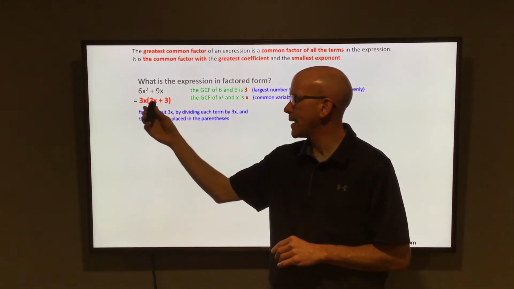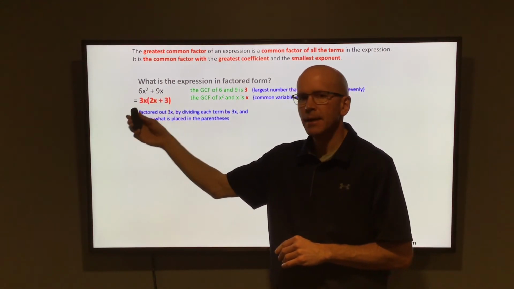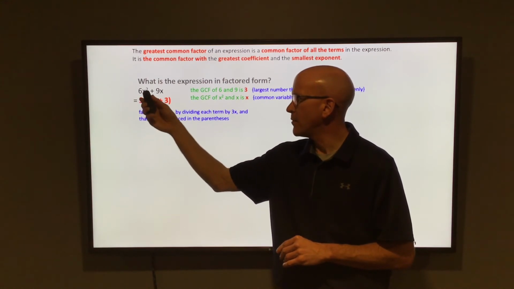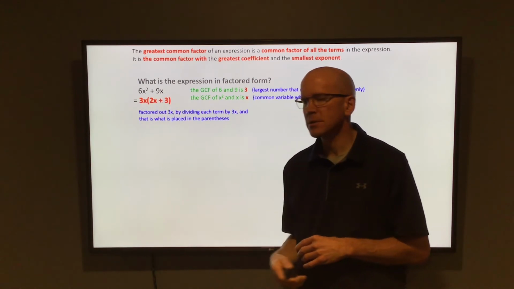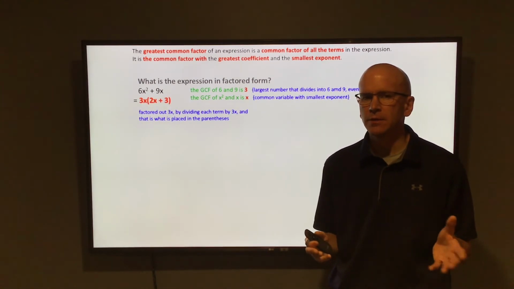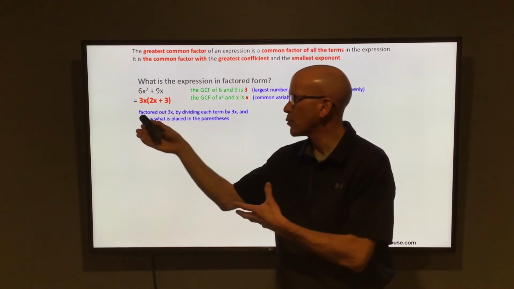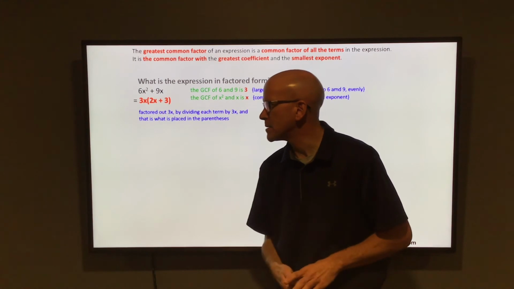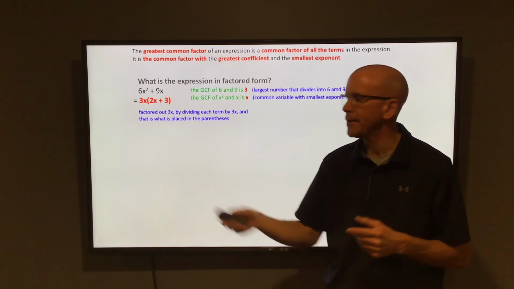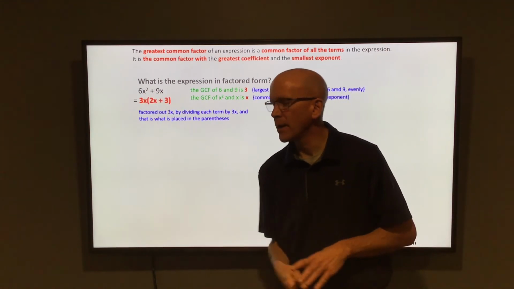When you factor that out, you're dividing each of these terms by that 3x. So if you divide 6x squared by 3x, that is 2x. And if you divide 9x by 3x, that is 3. So it's somewhat going the opposite of the distributive property. We're factoring a 3x out. We're dividing each of those terms by 3x, and that's what goes in the parentheses. 3x times 2x plus 3. You want to check that? Just use the distributive property. You'll have what you started with.